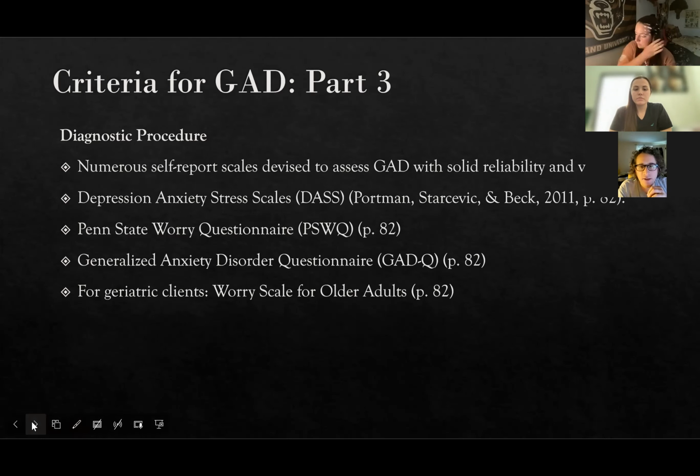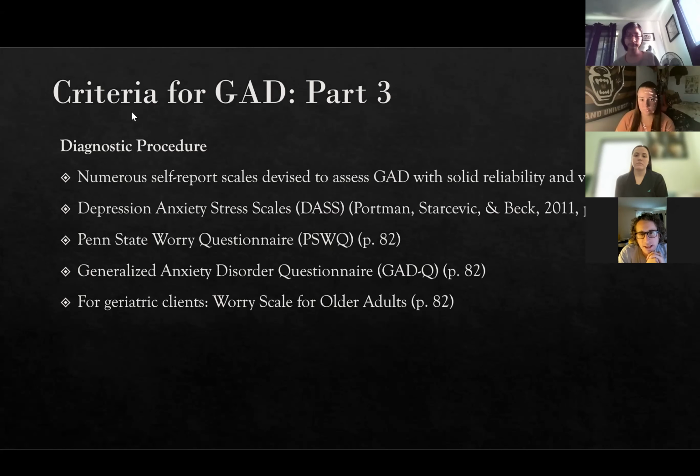When diagnosing GAD, there are numerous self-report measures, specifically the Generalized Anxiety Disorder Questionnaire, or GAD-Q, which I believe is currently in its 4th edition. Worry can be assessed with the Penn State Worry Questionnaire, and then there are other population-specific worry scales, such as for geriatric clients. Next slide, please.